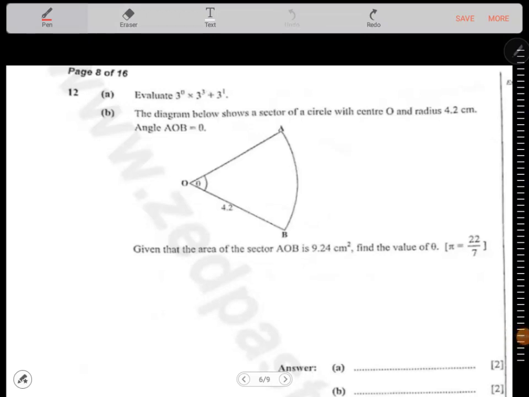Let's continue from where we ended. So this is part 2 of paper 1, sorry.